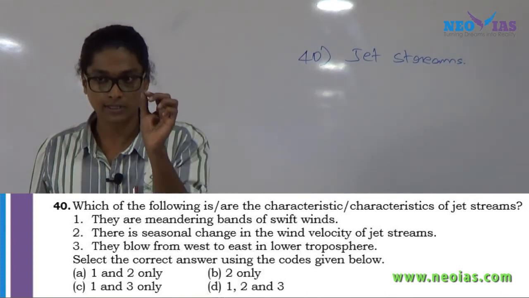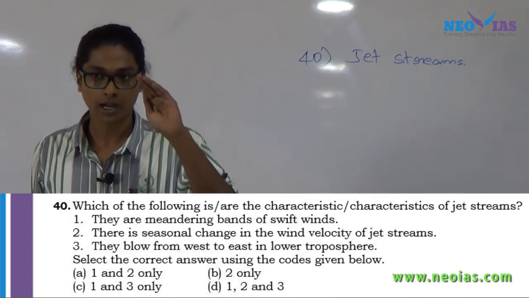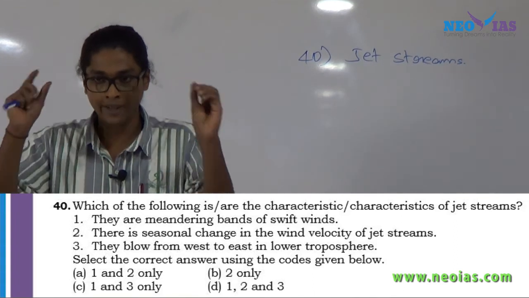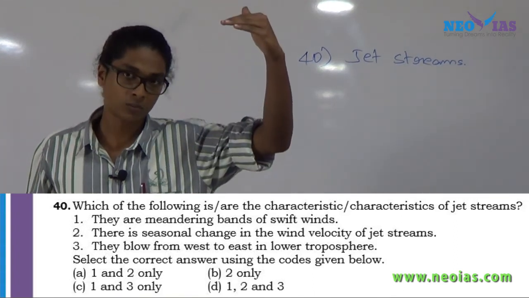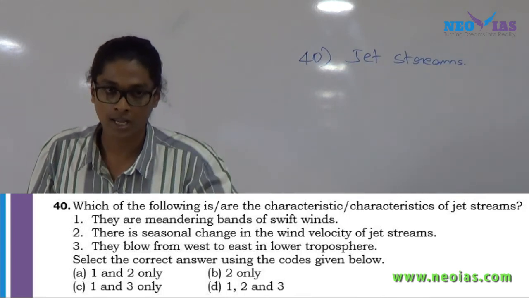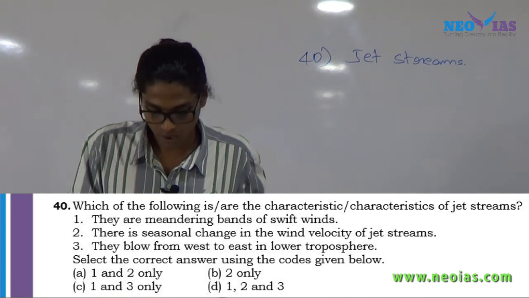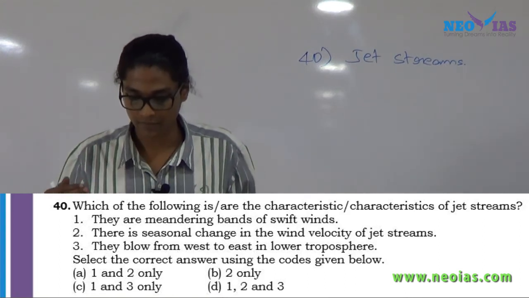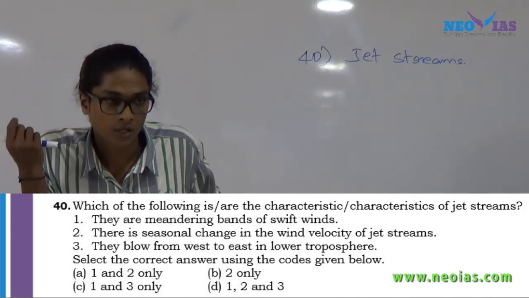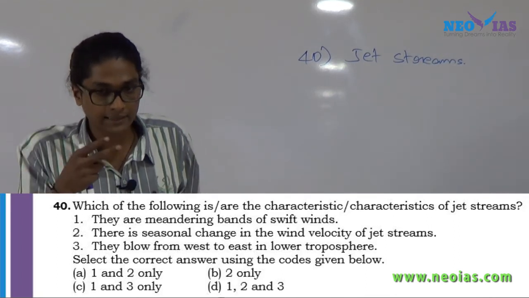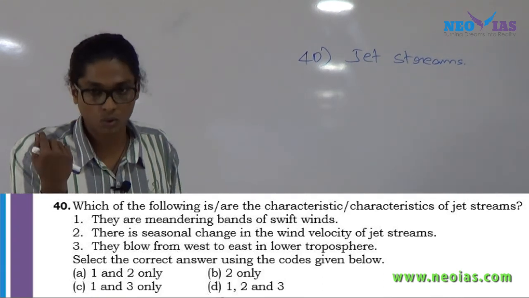Now if you notice the keyword lower troposphere, jet streams are nothing but upper air circulation. That is one basic concept related with jet streams. They are moving in the upper air atmosphere with high velocity in the direction west to east. So we will be able to eliminate that third statement, and with that knowledge we can eliminate C as well as D. From that we will understand that the second statement is true. Now it all depends on whether the first one is true or false.